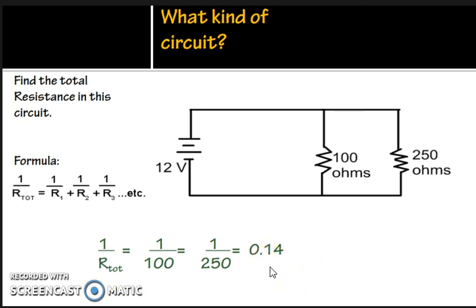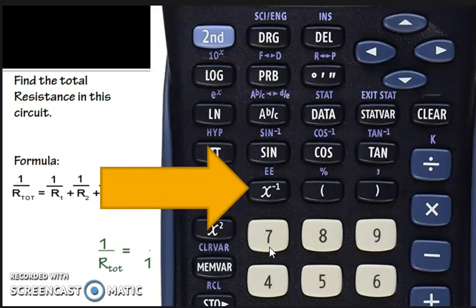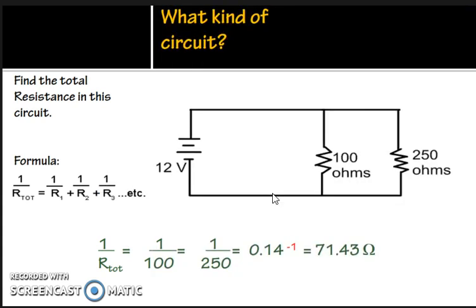We have to take the reciprocal of this. There's a button on your calculator, on both the yellow ones and the other ones, and you press this x to the -1 to find the reciprocal of it. On some calculators it's also a 1 over x button, but this is the one that we press for ours. So we'll press that x to the -1, and it's really finding the reciprocal of this 0.14 value, because our answer equals 1 over our total. So we get 71.43 ohms.